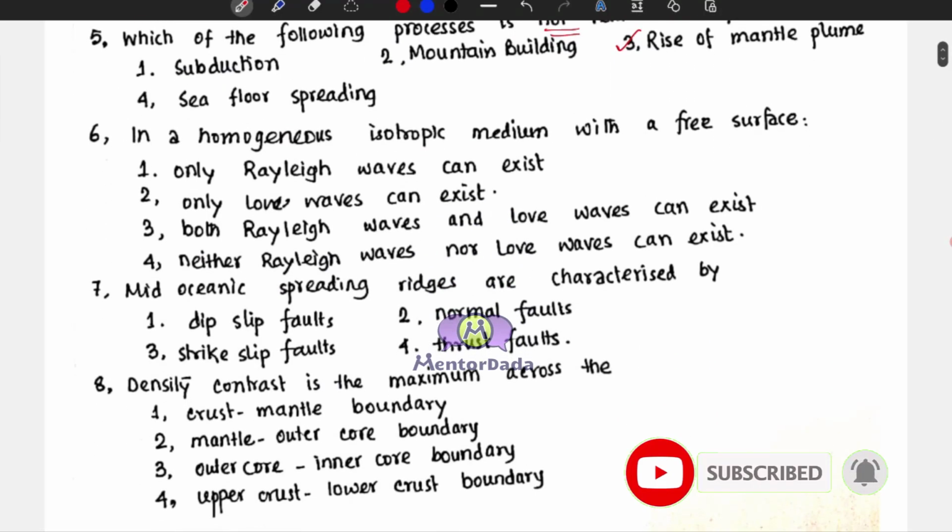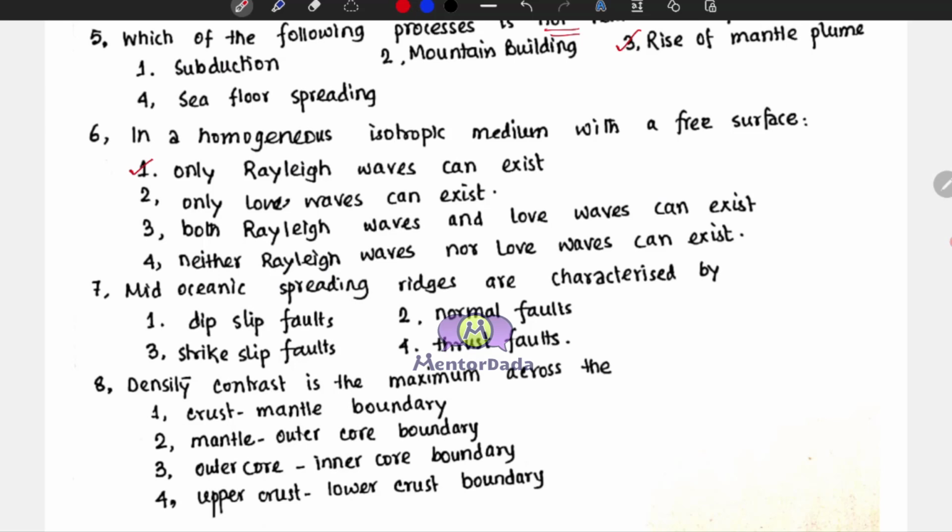Number 6, in a homogeneous isotropic medium with a free surface: number one, only Rayleigh waves can exist; only Love waves can exist; both Rayleigh waves and Love waves can exist; neither Rayleigh waves nor Love waves can exist. Okay, and the correct answer is only Rayleigh waves can exist in a homogeneous isotropic medium with a free surface. So answer 1 will be your correct option.